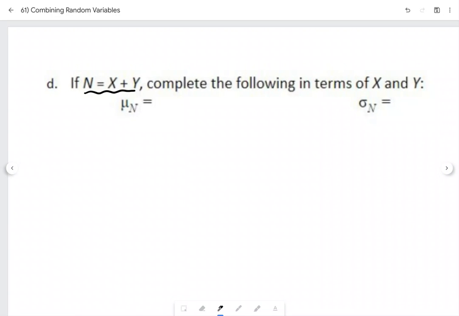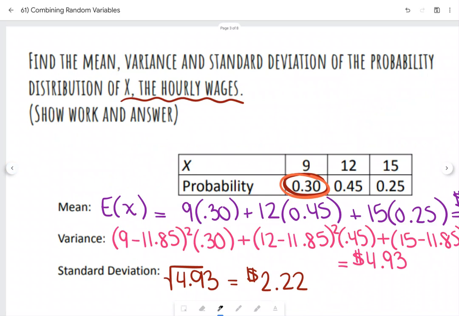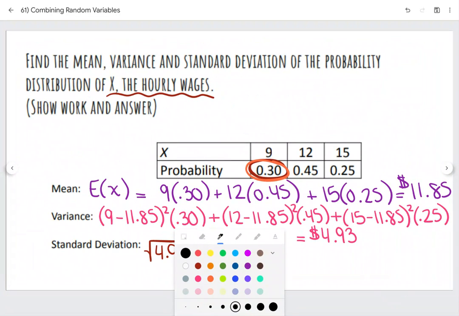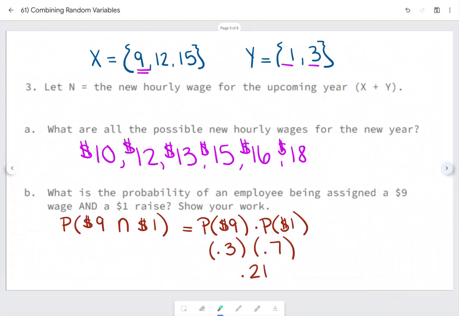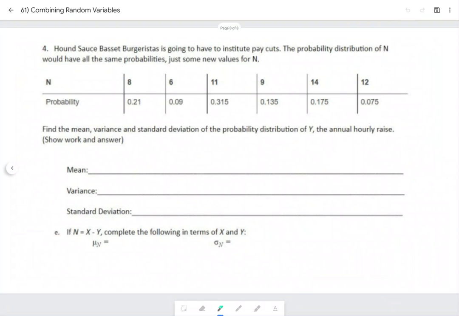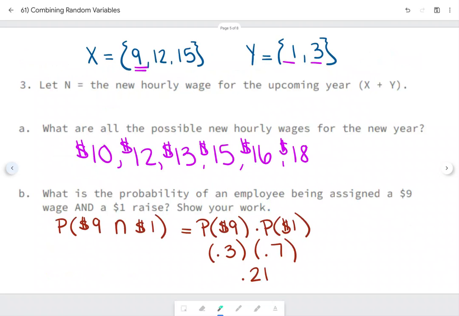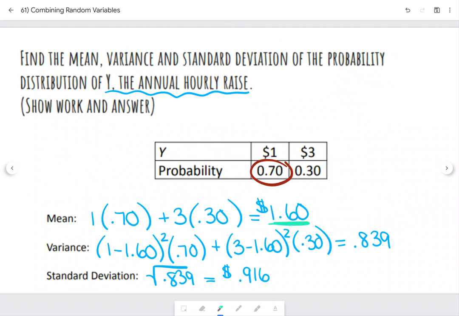So let's go check real quick. So let's go back to the very first one. When I did X, we've got ourselves a mean here. And that mean, when we did it, was 11.85. Oops, too far. So for X, we got 11.85. Let's go see what our mean of Y was. $1.60.